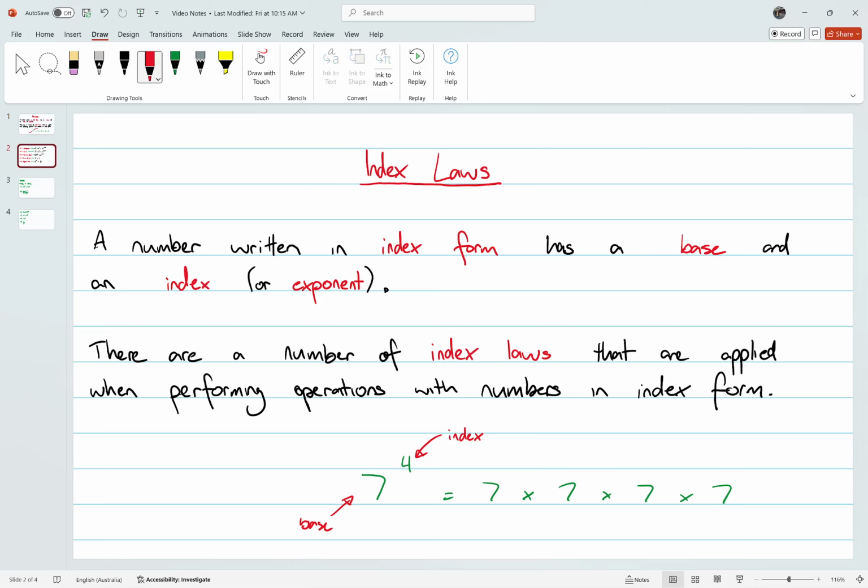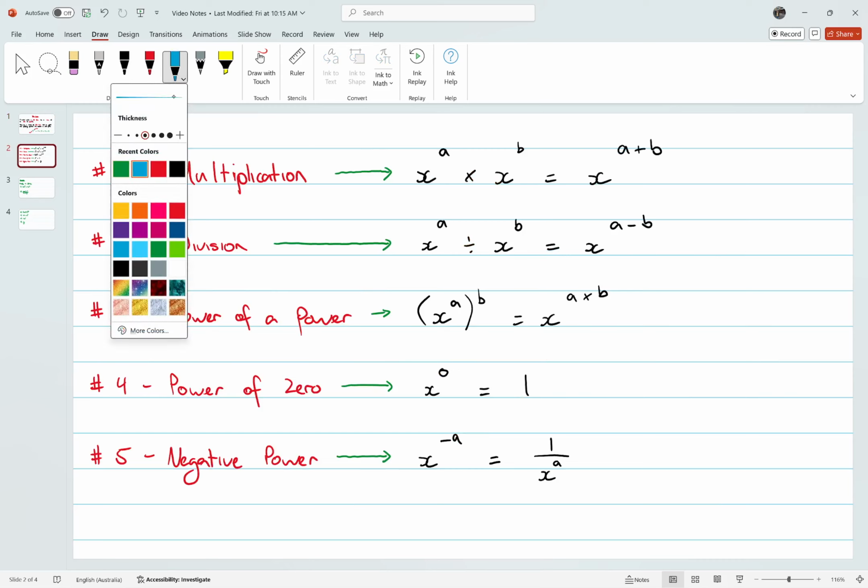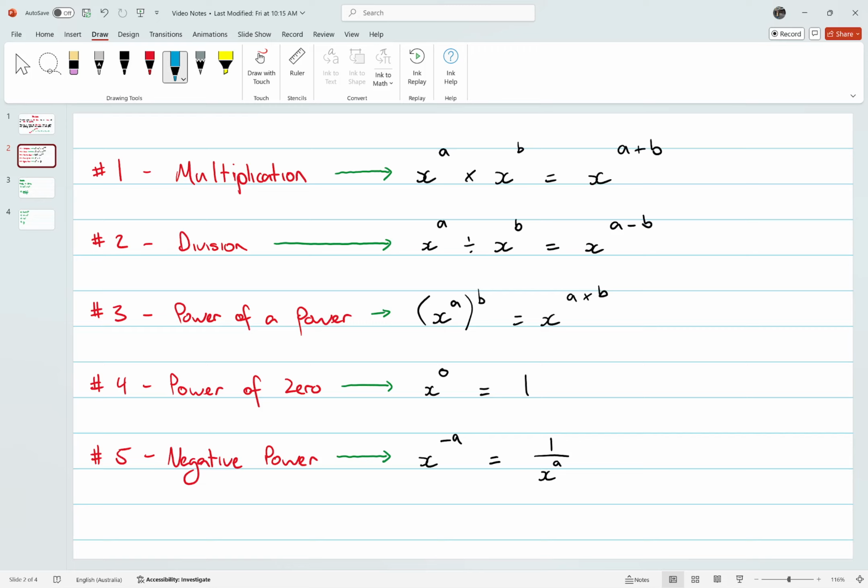So let's get into the index laws. The first index law is multiplication. Note that when we're looking at these index laws, the bases are always the same. So we have x to the power of a times x to the power of b. The powers don't need to be the same, however the bases do. If we're multiplying two things with the same base, we simply add the powers. If multiplying was adding, then division logically means that when we're dividing two things with the same base, we subtract the powers.